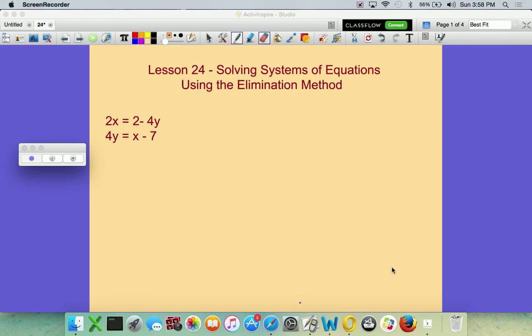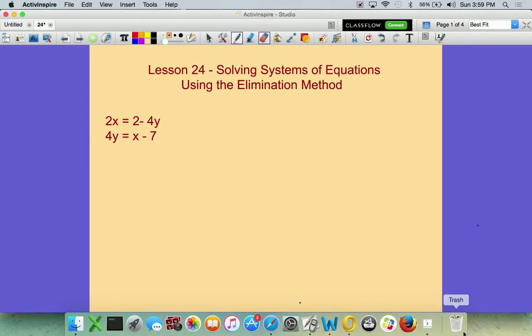Today we are going to do lesson 24, which is solving systems of equations using the elimination method. So far what we have done is we have solved these equations by graphing them, by using Cramer's rule, and by substitution. Now we're going to use the elimination method today. Your first step is to make sure that x and y are on the same side. If they are not, you need to get them there.